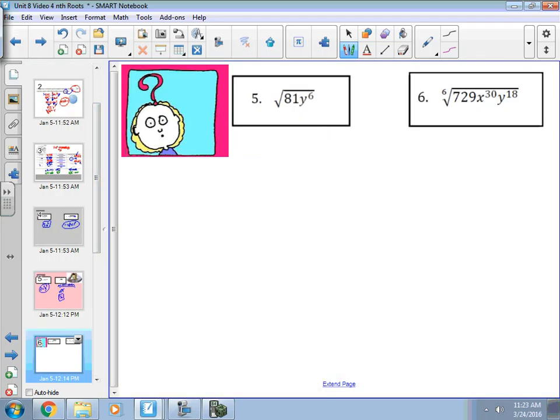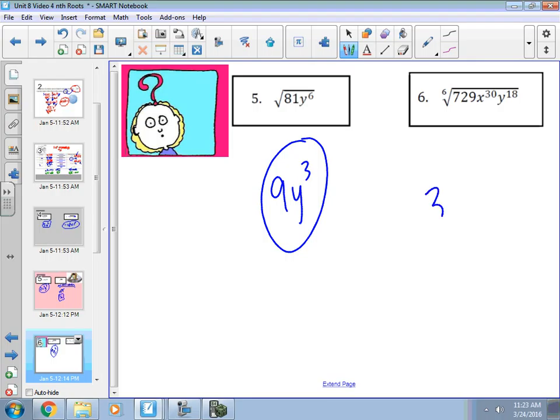All right, why don't you guys pause it, try 5 and 6, see what you come up with. All right, let's see what you got. You should have gotten 9y cubed for number 5. For number 6, if you do the 6th root of 729, it should have come out to be 3. And then you remember you're dividing here, so you should have gotten x to the 5th and y to the 3rd would be the answer there.